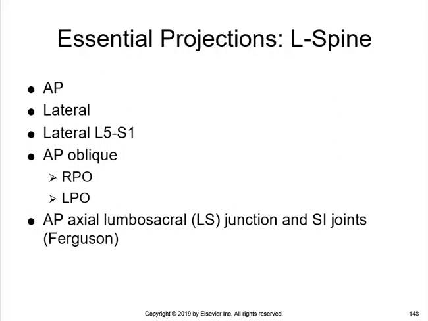Our essential projections for the L spine would be your AP, the lateral, L5S1 spot, which is what the lateral L5S1 is referred to, and then AP obliques. The obliques you can take PA as well, but for patient comfort and ease of positioning, we usually shoot AP obliques. And we've got some views for the SI joints, which would include your AP axial, actually, and we'll do some obliques there as well.